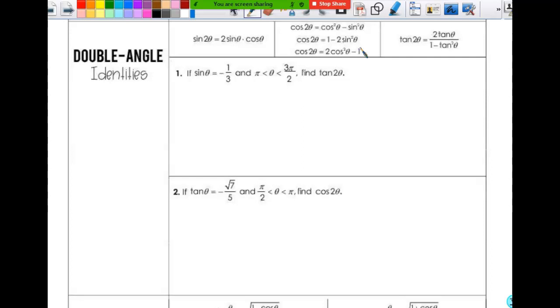Okay, and we'll talk about how you can make a decision on which one you're going to choose and so forth. So let's look at number 1. It says if sine theta is negative 1/3 and theta is between pi and 3 pi halves, then we want to find tangent of 2 theta. So we don't care what theta is, we just want to double it and then find the tangent of it, basically. So if this tells me I know sine is negative, and then it says theta is between pi and 3 pi halves, we should be able to figure out which quadrant that is in.